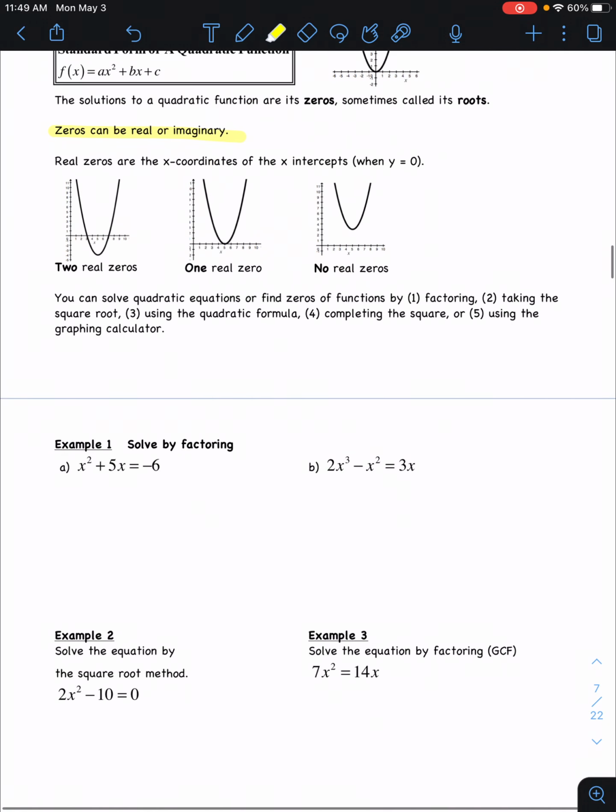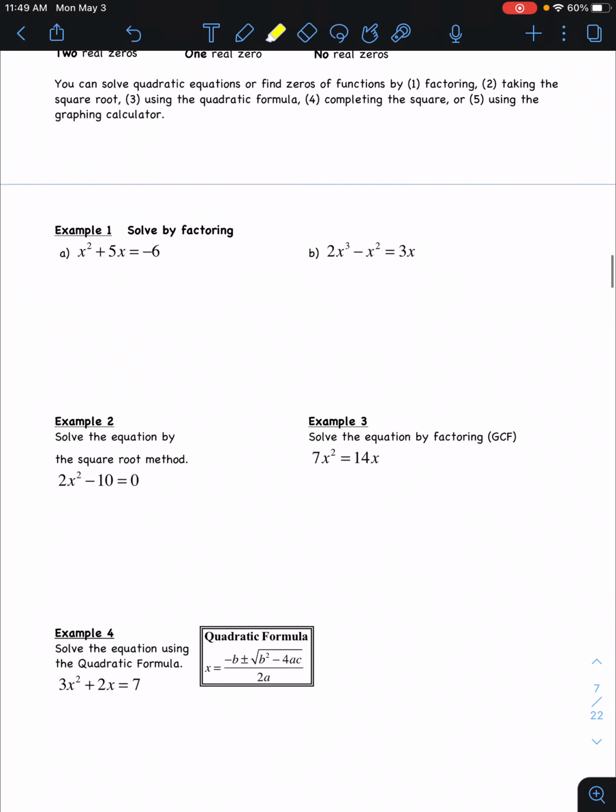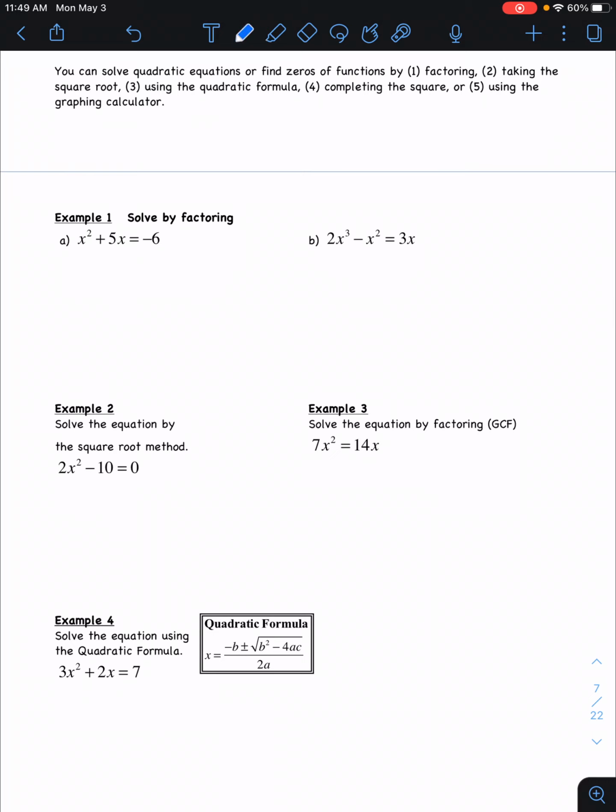So now, this can be a pretty tricky section here. It involves stuff that you've done in Algebra 1 and Algebra 2. You can solve quadratic equations or find the zeros of functions by, 1, factoring, or 2, taking the square root if you have an x squared problem without an x. I'll show you how to do that. You can also use the quadratic formula. You'll learn that in part 2. Completing the square, you'll also learn in part 2. And number 5, we won't do this one, though, using the graphing calculator.